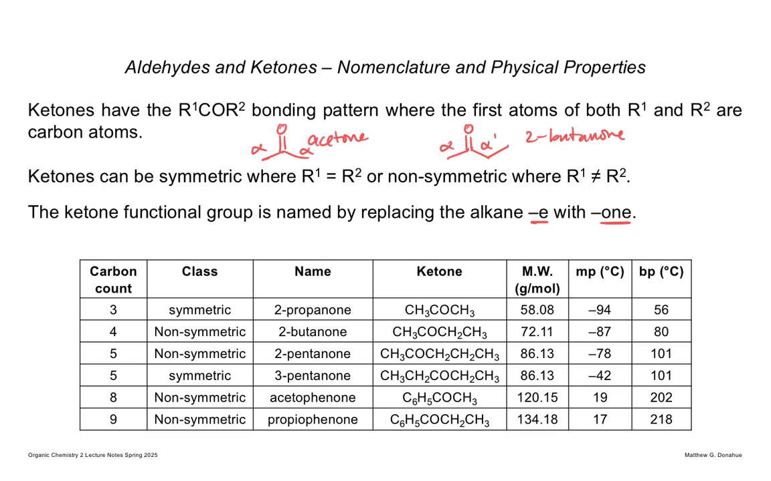So you can see the carbon counts here, symmetric, non-symmetric, how you name it. For ketones in general, the number in front of the parent name is specifying where the carbonyl is. So you really want to specify that for ketones. Remember, aldehydes you don't need to because it's always at the end.